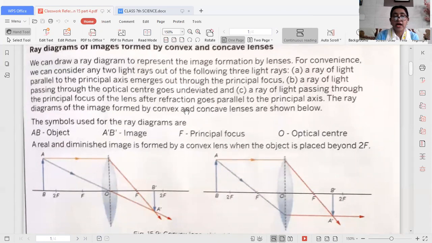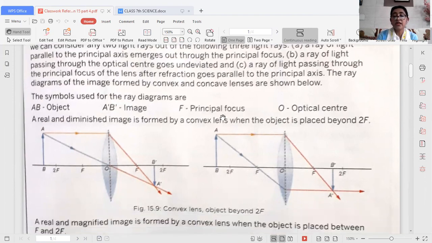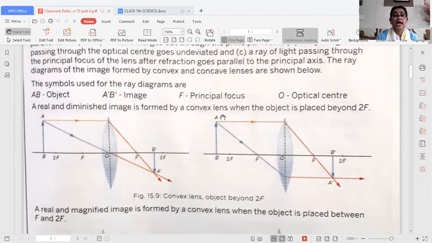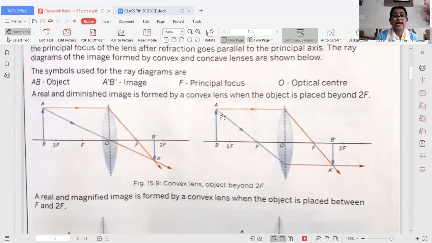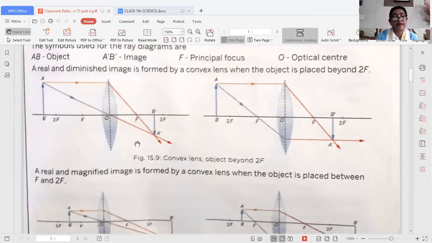Now you can see the ray diagrams of the image formed by concave and convex lenses given here, and the symbols which we used here. This AB is used for the object. Then A dash B dash, as you can see in the figure, is for the image. F is for the principal focus, and O is for the optical center. These are the symbols we use for the ray diagram.